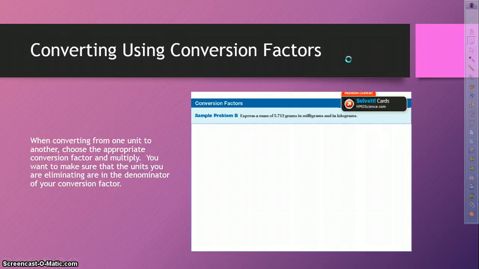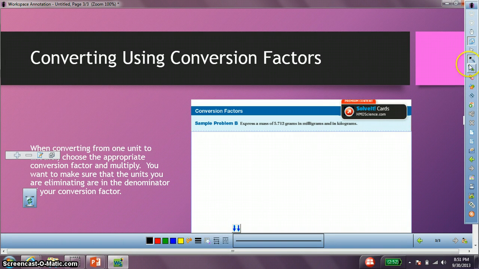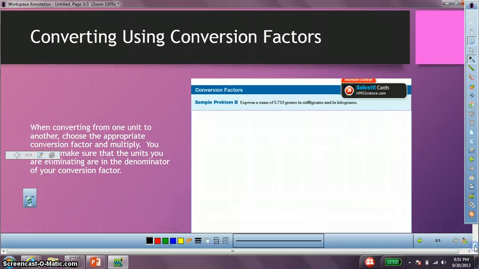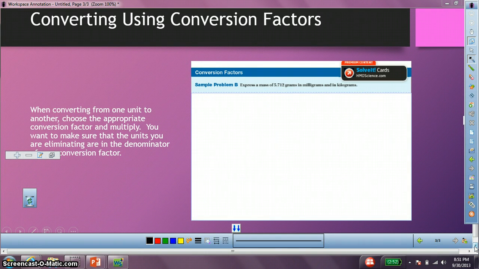Now we're going to practice converting using conversion factors. When you're converting from one unit to another, you have to choose the appropriate conversion factor and multiply your original measurement by it. You want to make sure that the units that you are eliminating are in the denominator of your conversion factor. In sample problem B here, it says express a mass of 5.712 grams in milligrams and in kilograms.